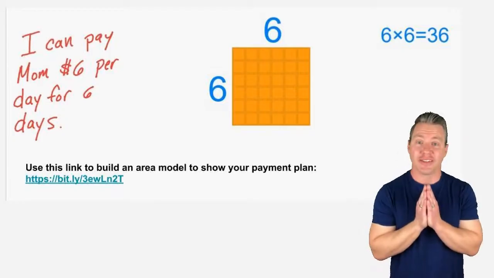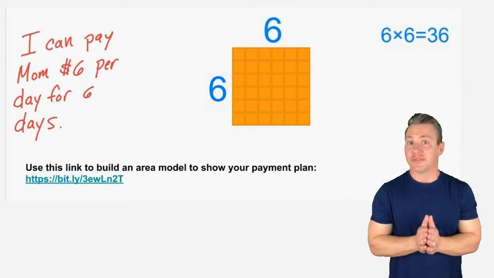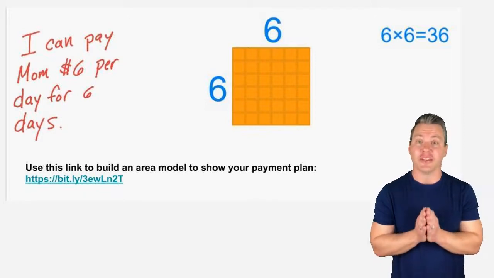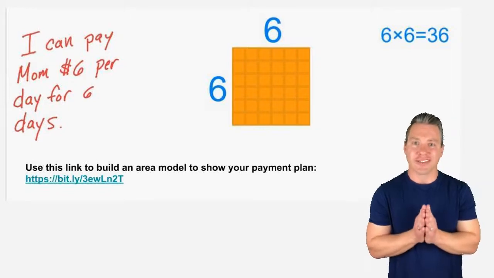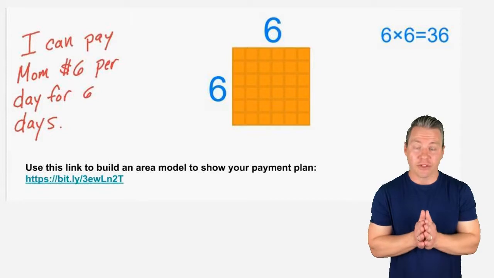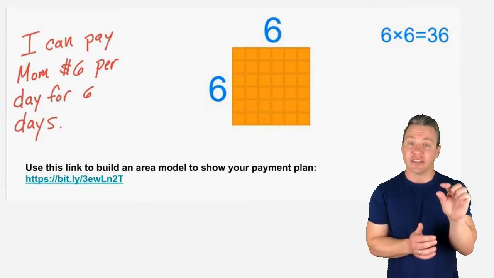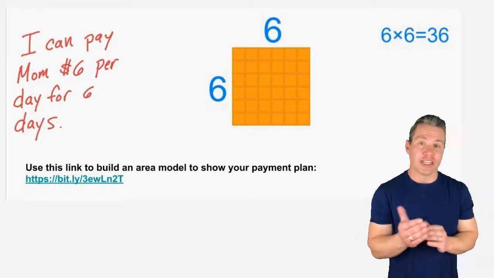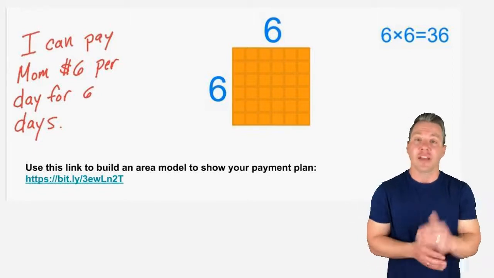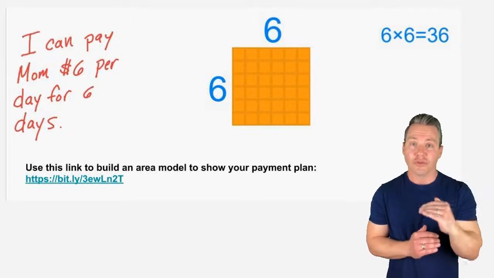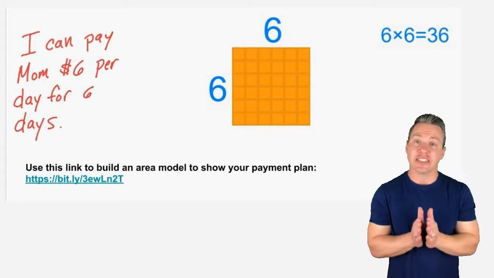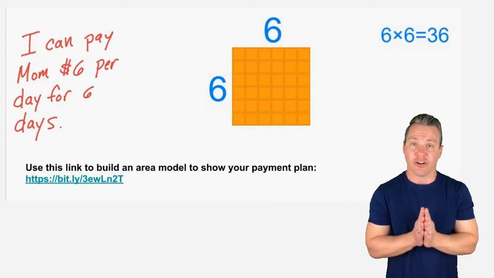Here's another way. This is an area model. And I used another app from the Math Learning Center using pattern blocks to create an area model. My area model shows that I have 6 blocks in each group. That's the number of dollars I need to pay mom back per day. And then I have 6 groups of 6 to show how many days it's going to take to pay mom back until I get her the $36.